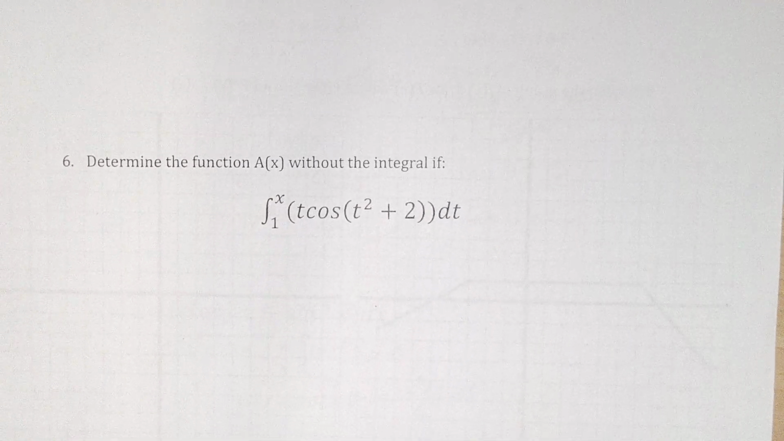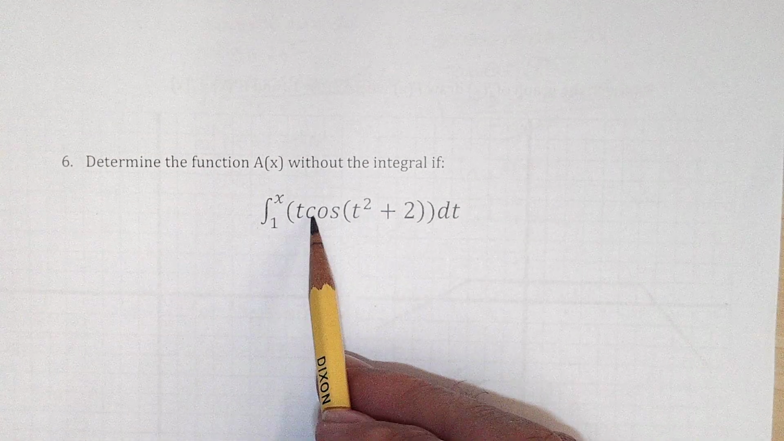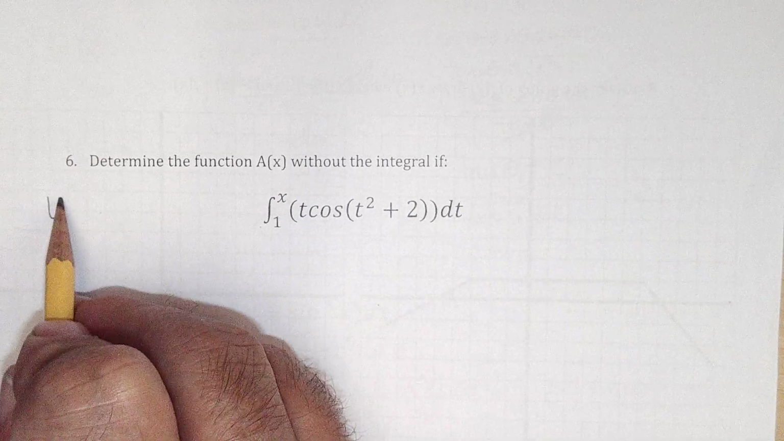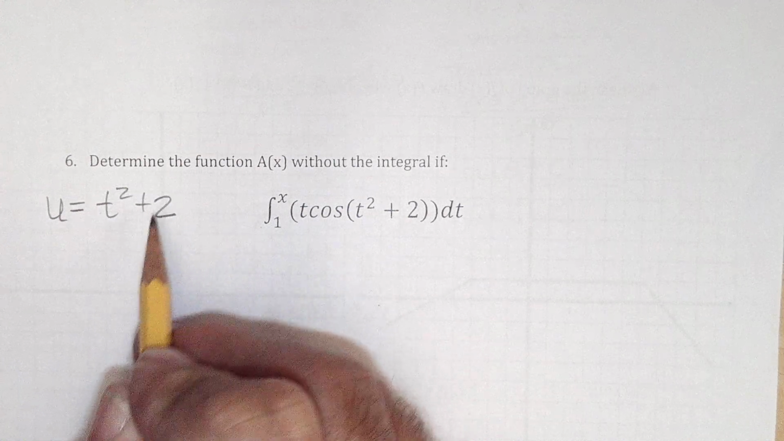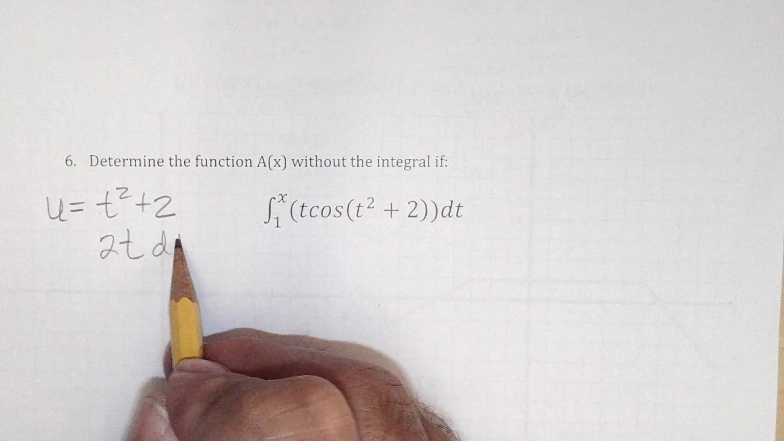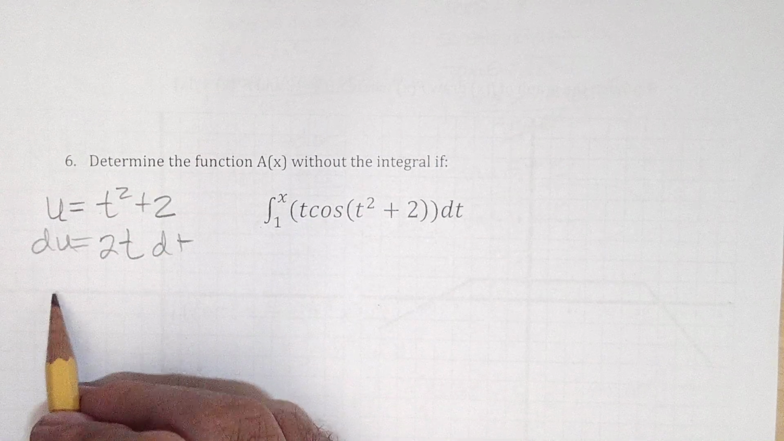Six. So if we don't have the integral sign, we need to integrate this. This is a great candidate for u, because the derivative is going to produce a 2t that's going to end up under the du.